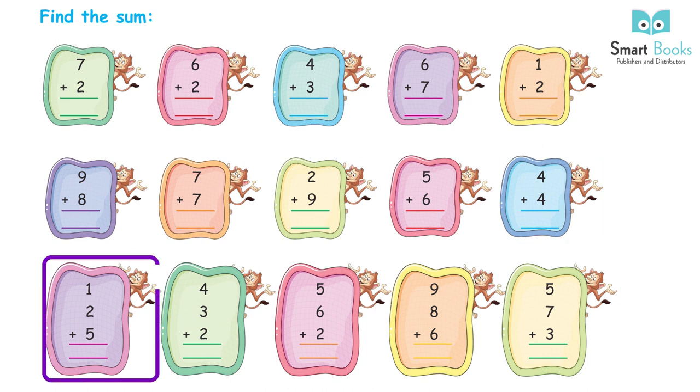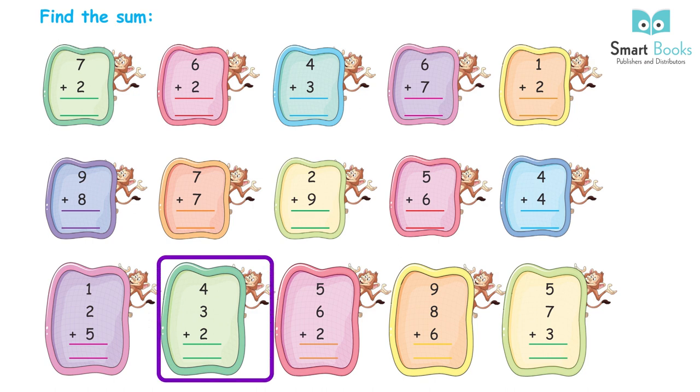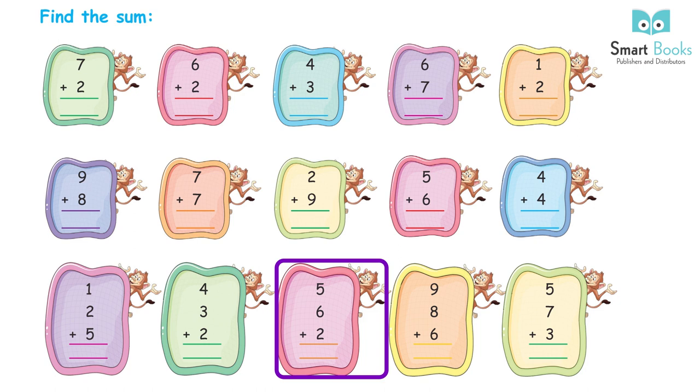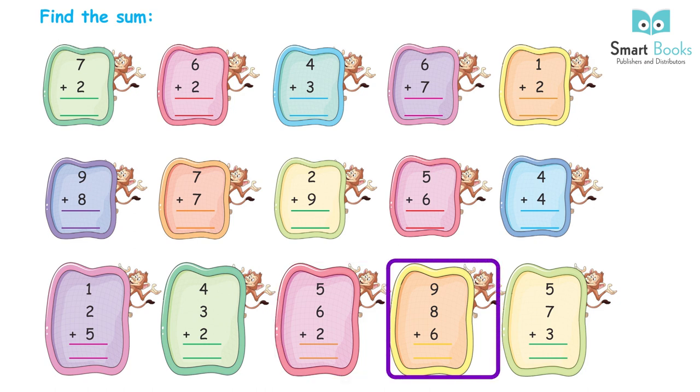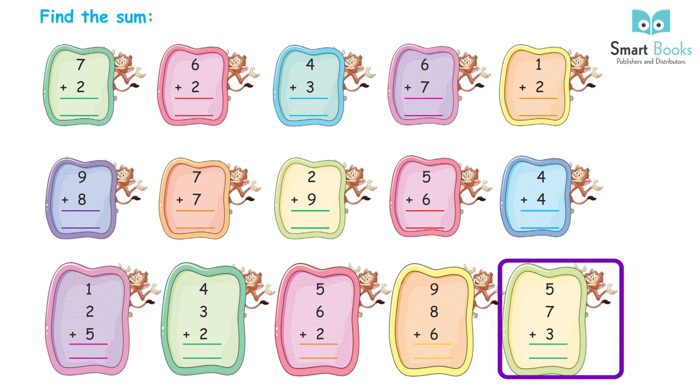1 plus 2 plus 5 is equal to 8. 4 plus 3 plus 2 is equal to 8. 5 plus 6 plus 2 is equal to 13. 9 plus 8 plus 6 is equal to 23. 5 plus 7 plus 3 is equal to 15.